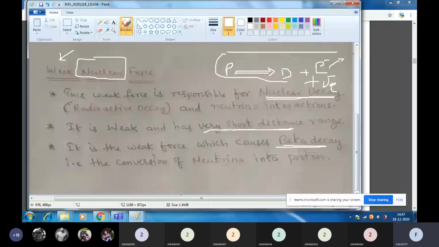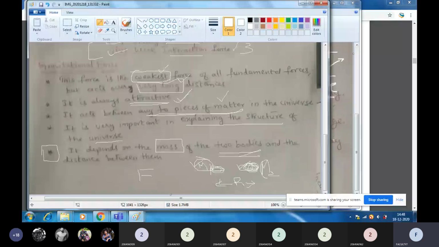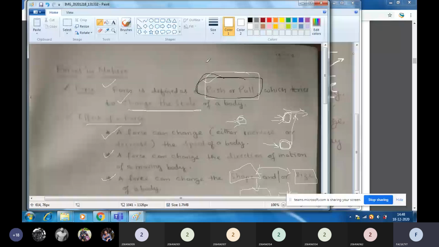Now let us repeat the points which we covered today. We started with force. What is force? We defined force as a push or pull. What is it going to do? It is going to change the state of the body.